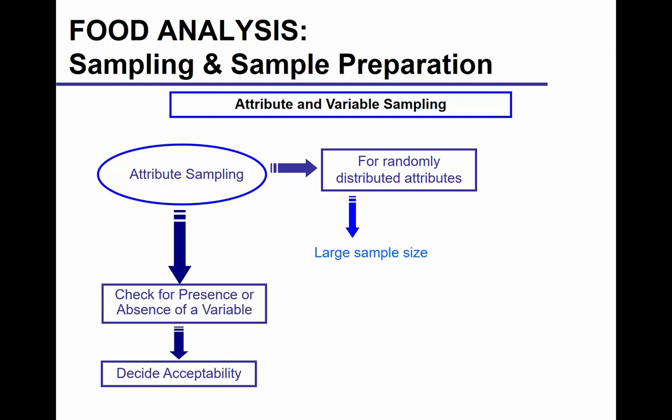In many cases, when we're looking for an attribute, we are really checking the presence or absence of a variable that could really impact whether or not we're going to accept this lot. An example here, I gave Clostridium botulinum in a canned good, so it might not be homogeneously distributed. Most likely it's not. So you need to take a lot of samples. Some cans might have it, other cans might not have it. You want to make sure you select enough cans to determine the presence of Clostridium botulinum in a lot of cans. You might have 100,000 cans produced per day, so you have to randomly select a huge number sufficient to make a decision.